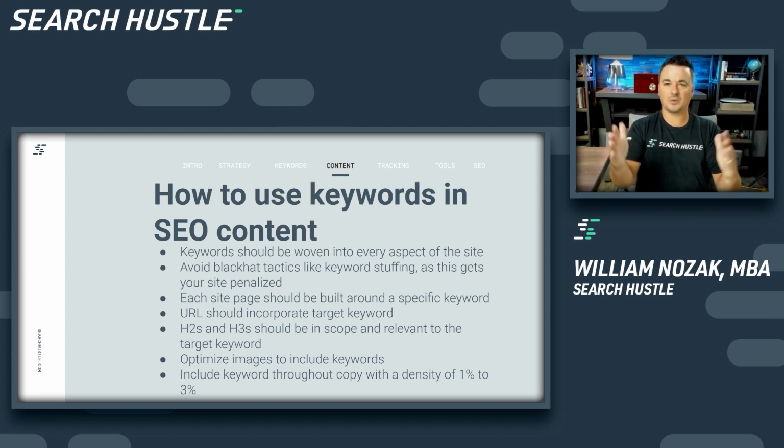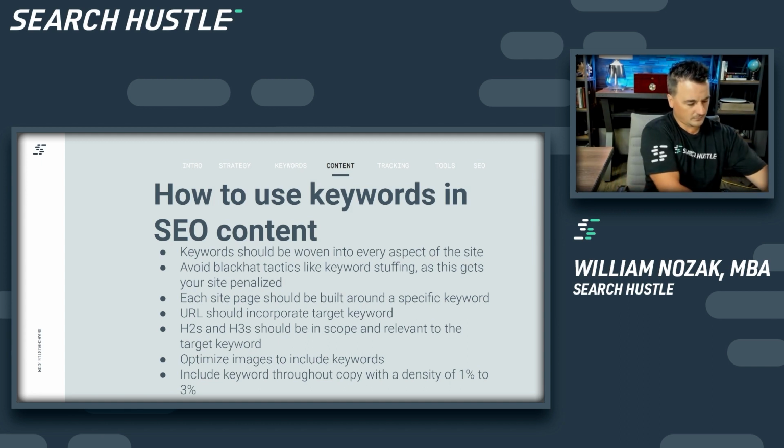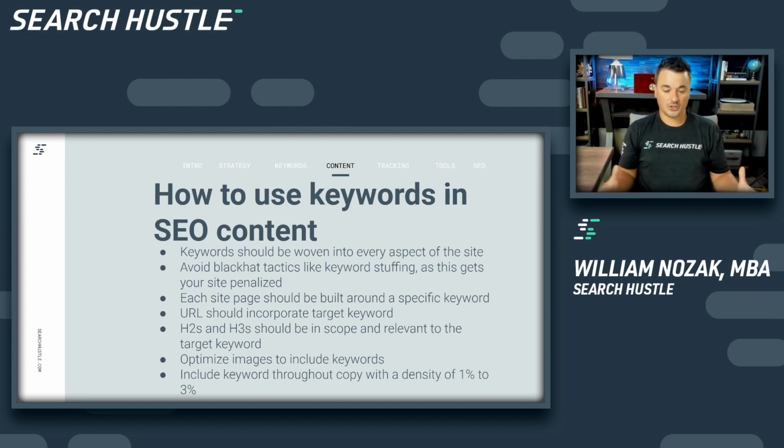Keep it in scope, cover all things in scope, have additional pages when we're starting to get out of scope of that page. And make sure that page is in scope of that section of your website and is in scope of the website. So each site page should be built around a specific keyword. Again, keyword cloud. The URL should incorporate the target keyword when it makes sense, geo-modify it when it makes sense.